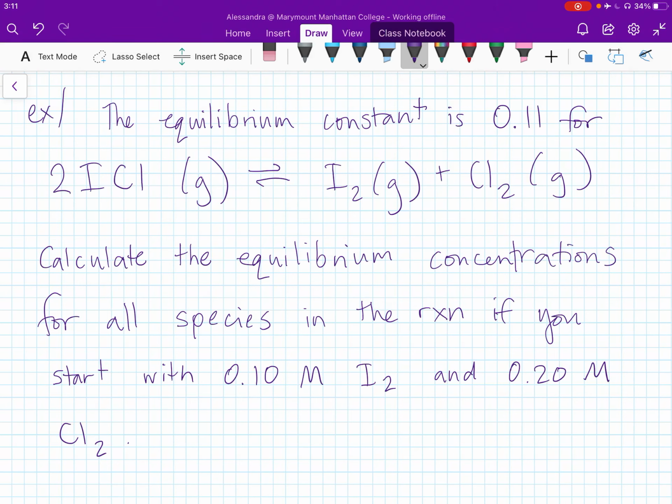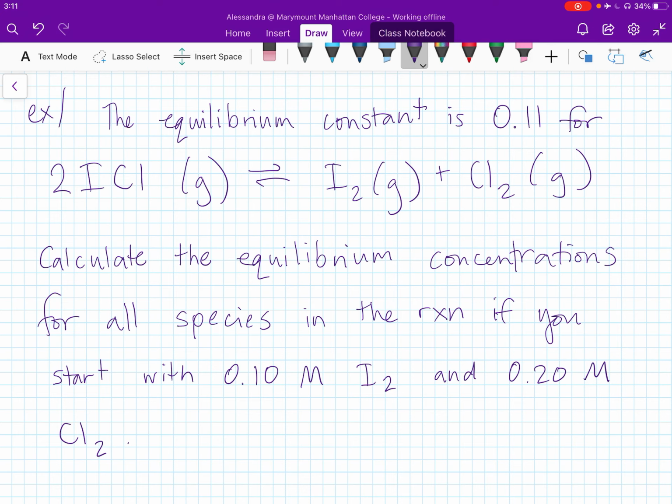Now let's do another example using the same reaction as in the previous lecture video. The equilibrium constant is still 0.11 for the reaction where 2 moles of iodine monochloride decompose to form 1 mole of iodine gas and 1 mole of chlorine gas. Can we calculate the equilibrium concentrations for all 3 species in this reaction, if we start with only products, 0.1 molar iodine and 0.2 molar chlorine?